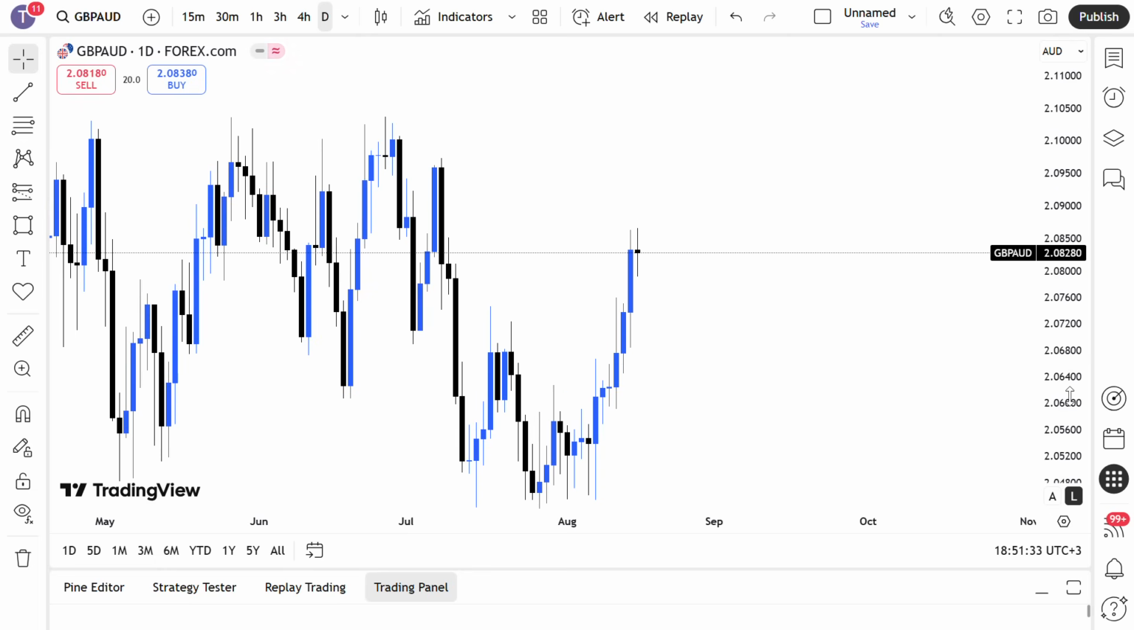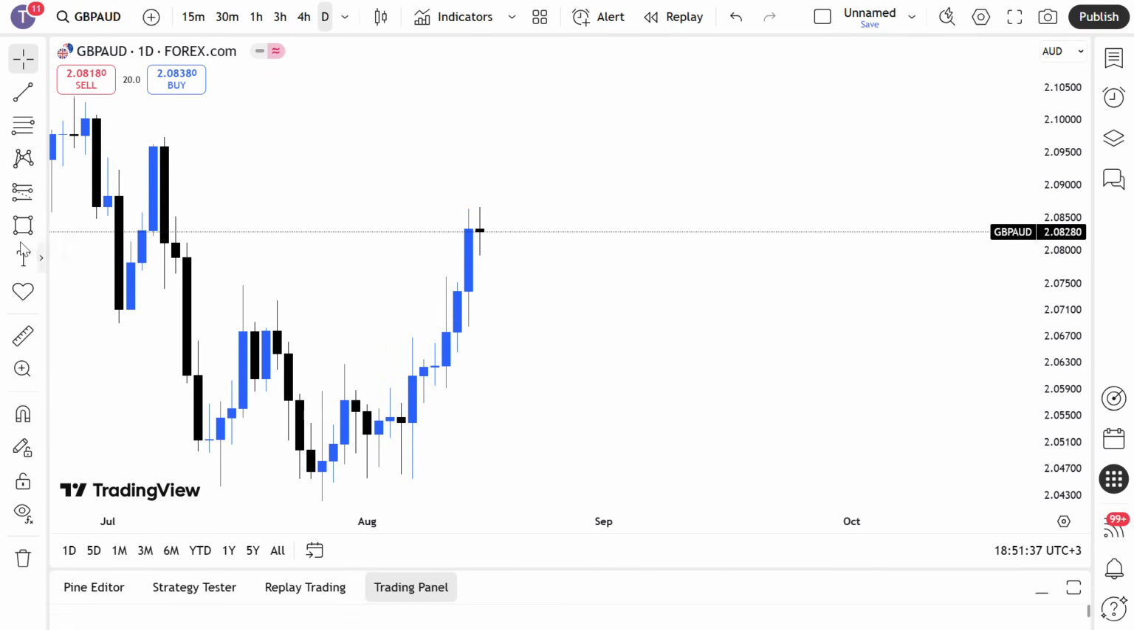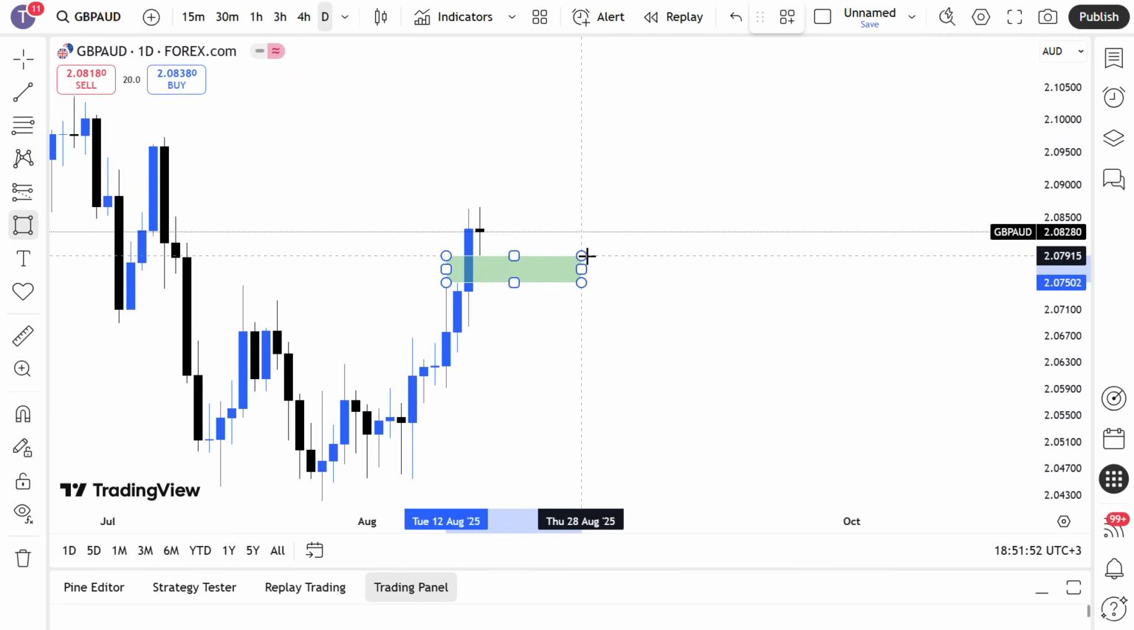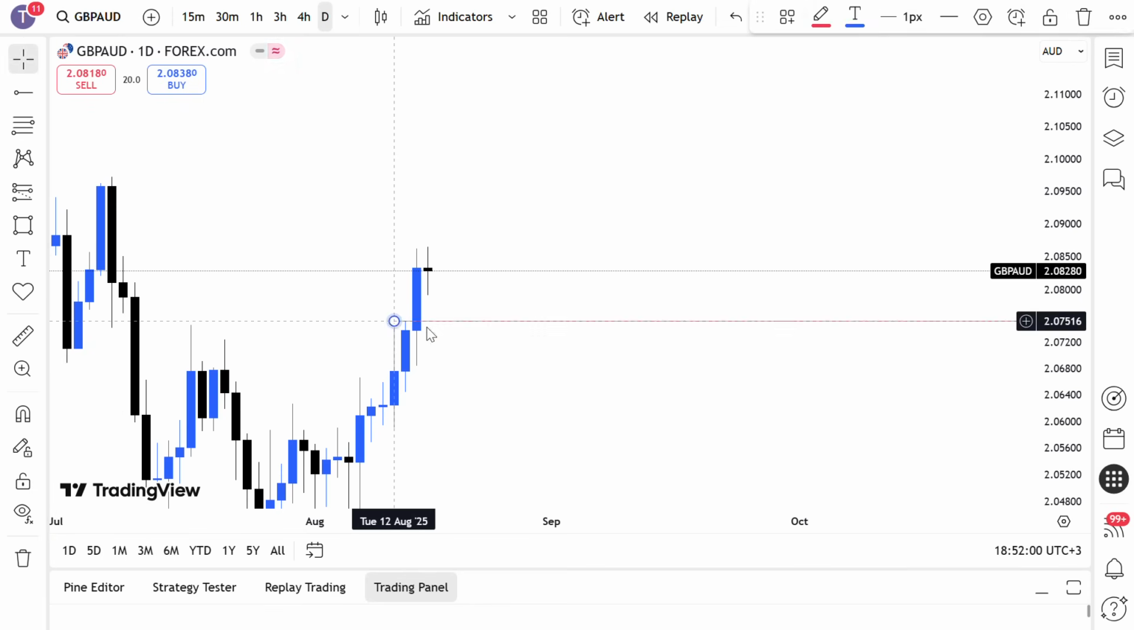So on GBPAUD, we have a very good structure, and currently I can see that price is filling each and every fair value gap before going to the upside. I think there is a fair value gap here. See, there is a fair value gap. We have this fair value gap. So let me mark the fair value gap with lines so that I can keep my charts clean.